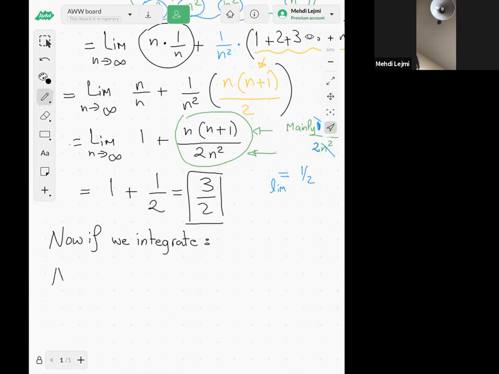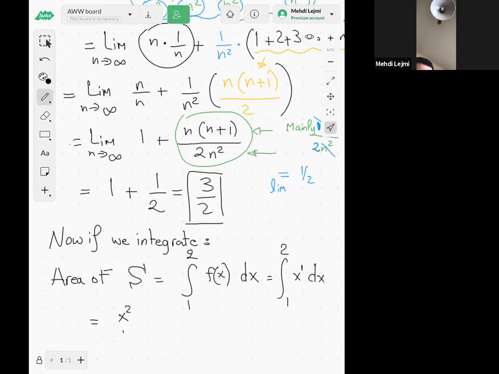the area of our region S would be the integral of f of x, right? Length element dx over the interval 1, 2. So it's from 1 to 2. So it's just the integral of x, that's my function f, dx, from 1 to 2. The integral of x, of course, x to the power 1, is x squared over 2, from 1 to 2.